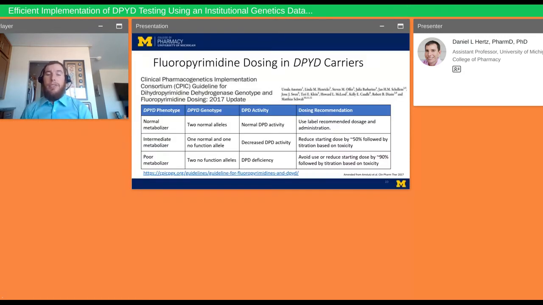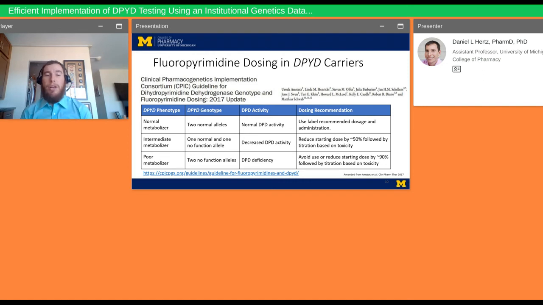This data and other similar data from other studies has led to a publication by the Clinical Pharmacogenetics Implementation Consortium, or CPIC, describing their recommended dosing for patients who have known DPYD genotype. So in the top row here, you see your normal metabolizers. That's a patient who has two normal alleles, who has normal DPD activity and should use the label recommended dosing and administration. In the next row, this is a simplified version indicating that a patient who carries one no functional allele has decreased DPD activity and should receive a dose reduction of about 50%, followed by escalation as tolerated.